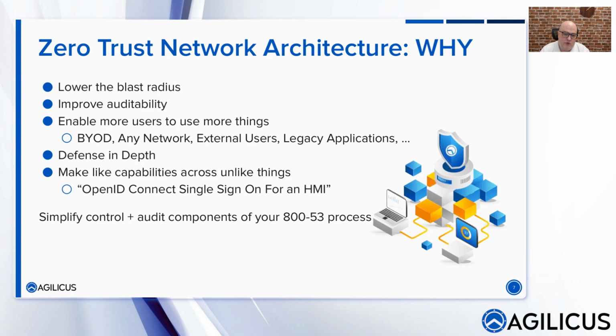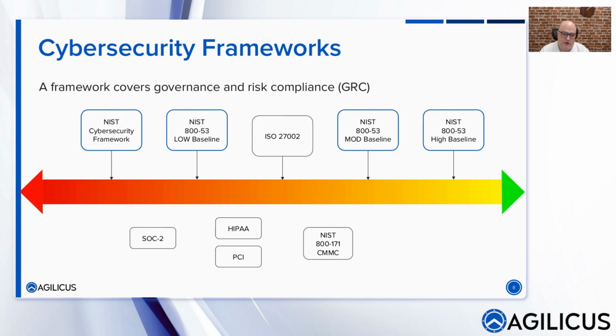Today, the main thing we're focusing on with Zero Trust is to simplify the technical controls and audit components of your NIST 853 process. There are a lot of frameworks. XKCD explained that to us earlier. The ones we're talking about today fall under the rubric of governance, risk and compliance, GRC. And on the left edge of this spectrum are ones that are relatively simple to implement and are designed for specific needs. So the NIST Cybersecurity Framework, this came around in 2013, 2014.